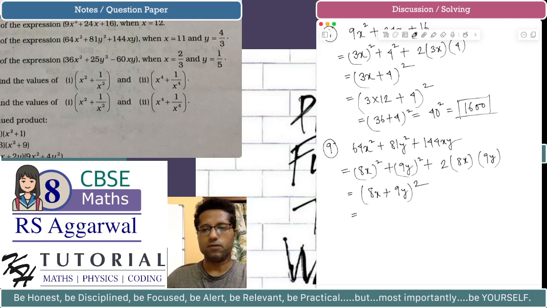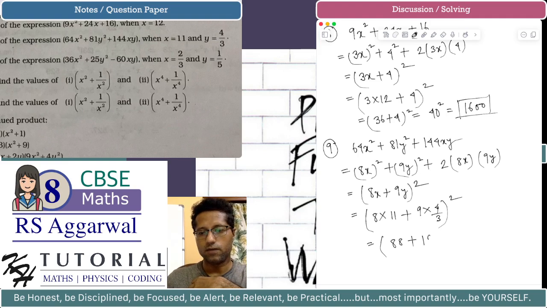Now you can put the given values of x and y. So x is given as 11 and y is given as 4 by 3. So this becomes 88 plus 12 square. So this is equal to 100 square. So this is equal to 10,000.